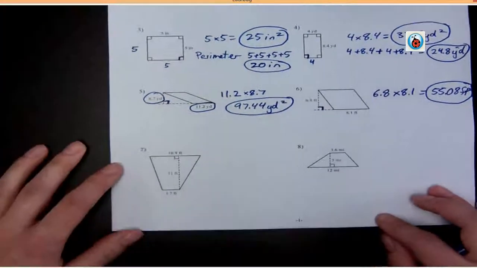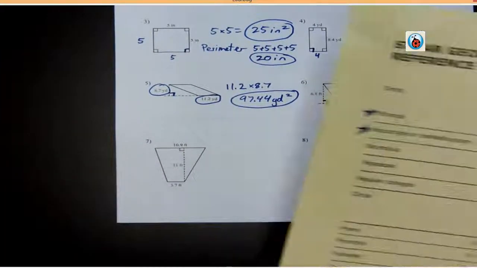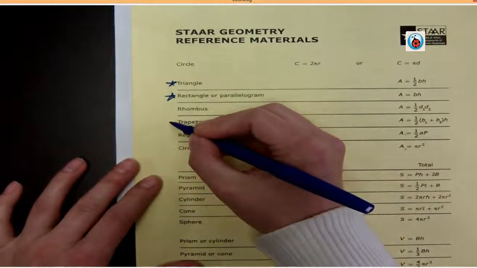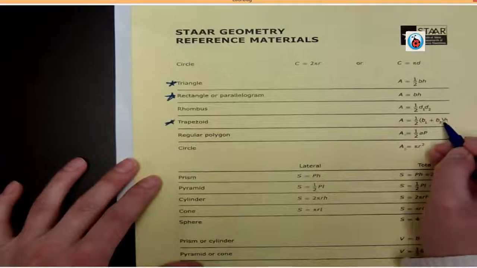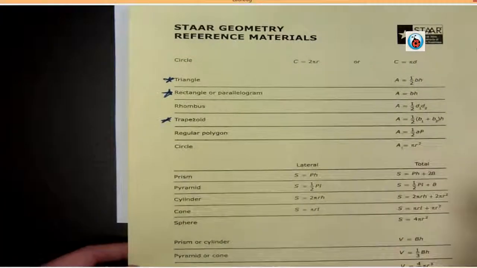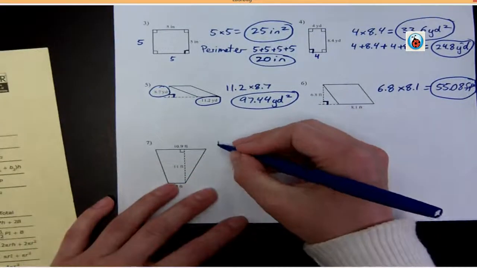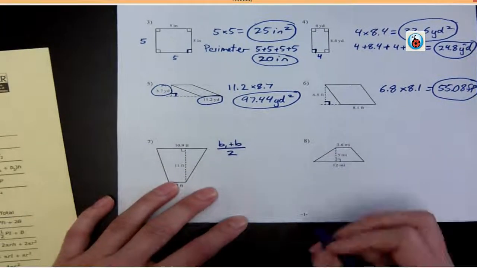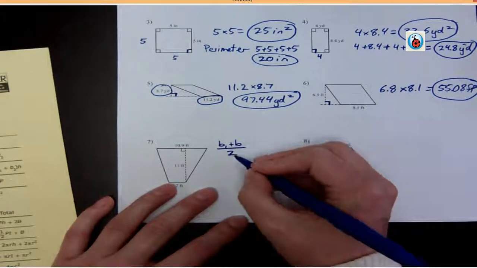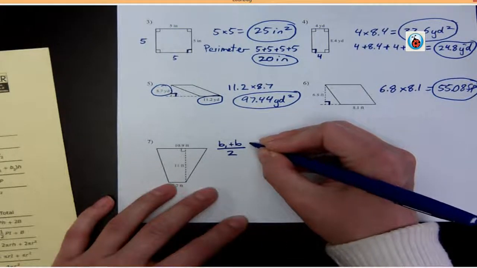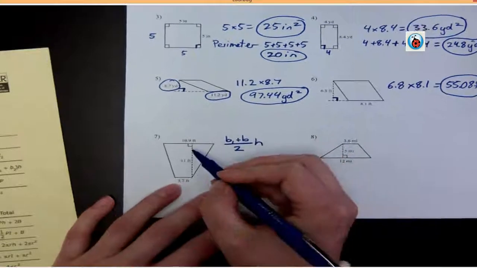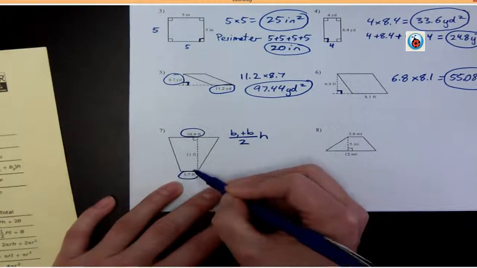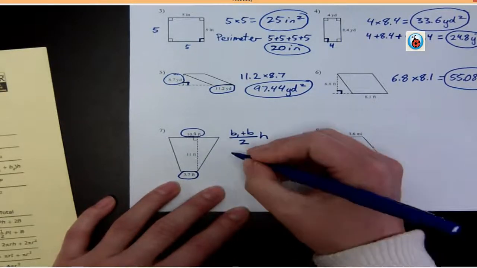Our next two are trapezoids. So the trapezoid formula is right here, and it is base 1 plus base 2 divided by 2 times the height. I like to write it this way because that's the easiest way to enter it in the calculator. You add the two bases, divide by 2, then multiply it times the height. The bases are always the parallel lines. No matter which way it's turned, it's whatever is exactly parallel.